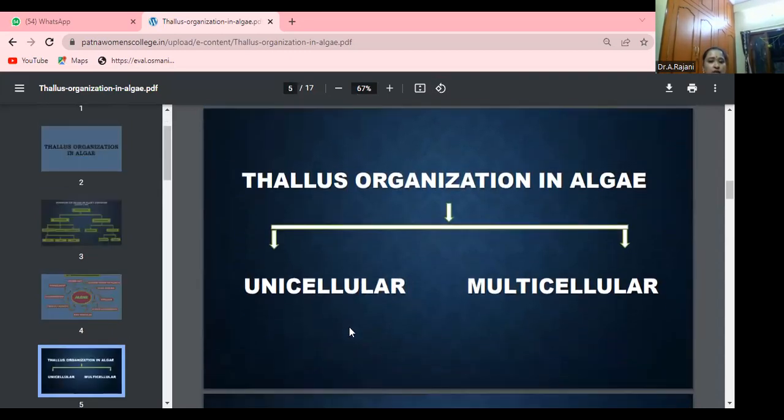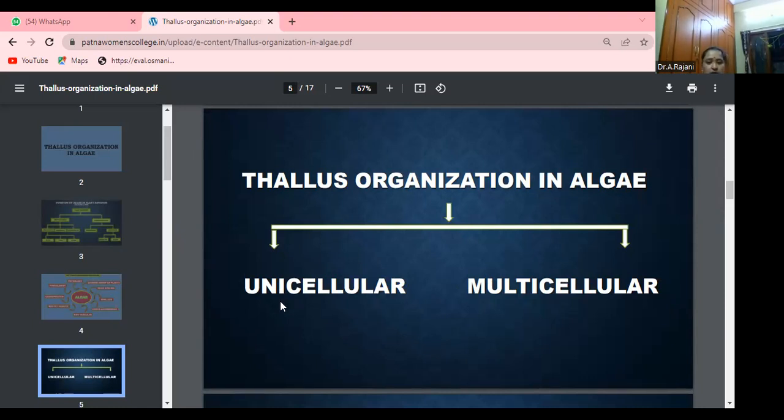Next, coming to today's class. What is thallus? The algae plant body is called the thallus. The definition of thallus is that it is undifferentiated into root, shoot, and leaf system. Structurally, there are basically two types of thallus. What is the first one? Unicellular, and the second one is multicellular.